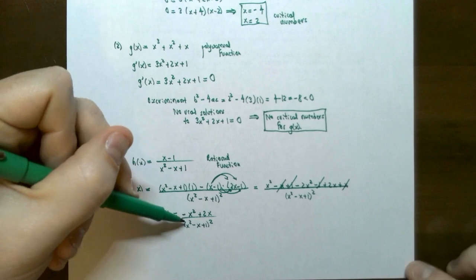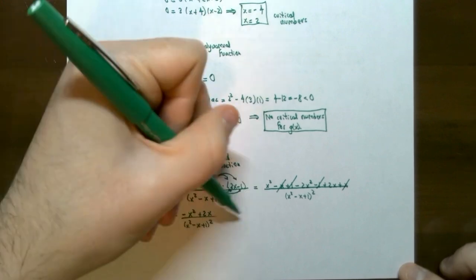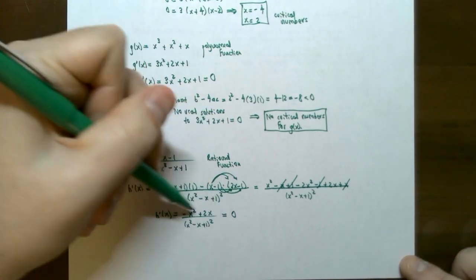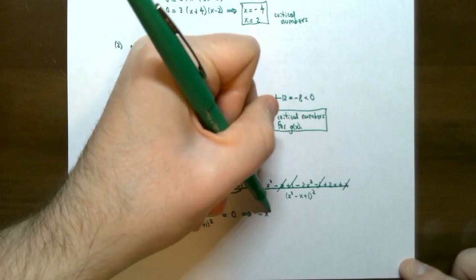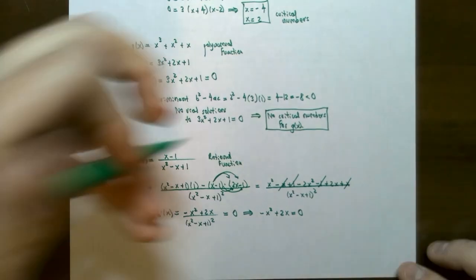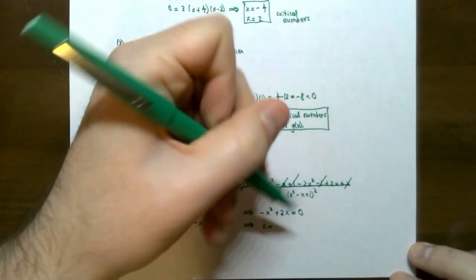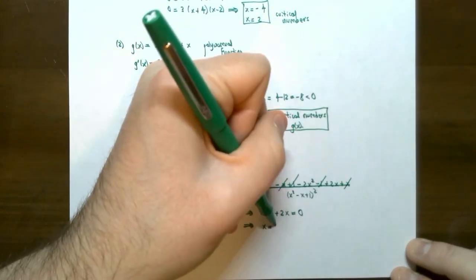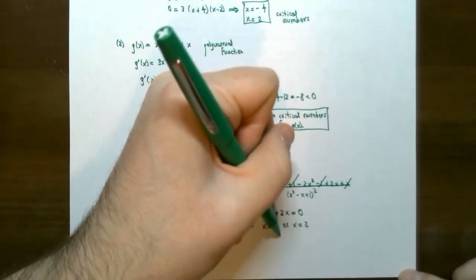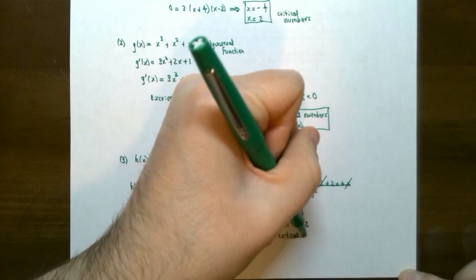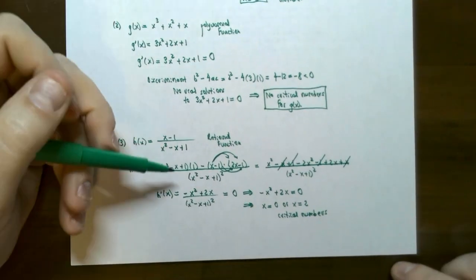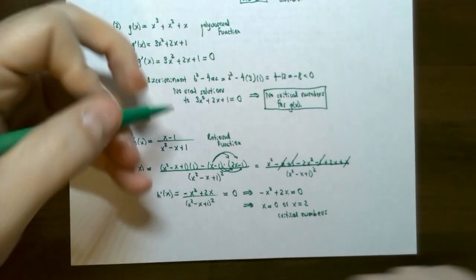Okay, notice that this derivative could equal 0. A fraction is equal to 0 if the numerator is 0. So this implies negative x squared plus 2x equals 0. Solving this equation, you'll find out that x equals 0 or x equals 2. So these are called critical numbers. It's where the derivative is equal to 0. However, this is the first time that we have to be concerned about where the derivative is undefined.